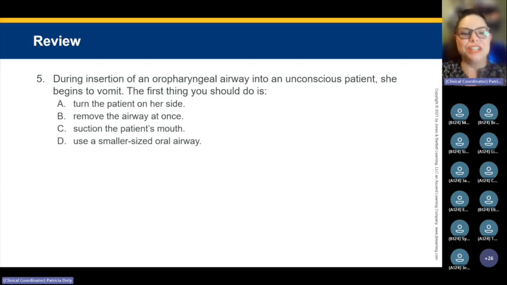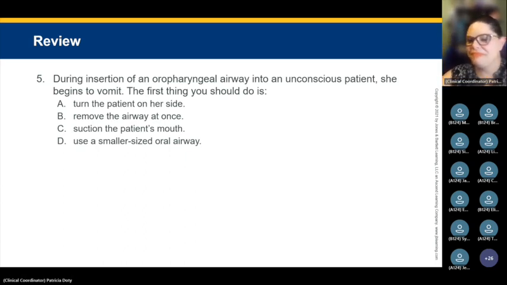All right. During insertion of the OPA in an unconscious patient, she begins to vomit. The first thing you should do is, obviously, I left it on the slide, turn the patient on her side. Now, why did she do it? Stop putting A in the answer. Tell me why she did it. Go ahead. I'm going to guess A.